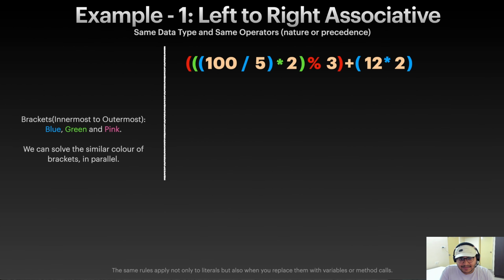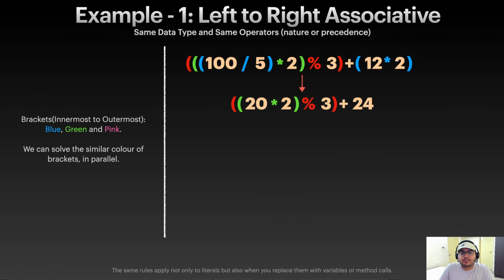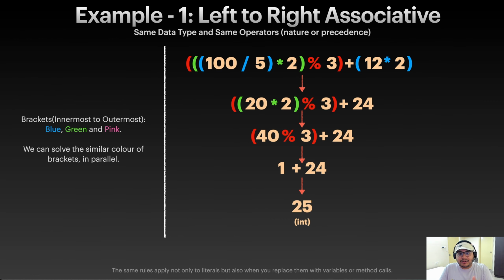The evaluation is simple now. We start from the innermost blue brackets, solve them, then move outwards and evaluate the green brackets, and in the end, evaluate the pink brackets. You can pause the video and try it out yourself, or you can let this animation play. After this, at the end, we get our final result as 25, which is of data type int. Pretty simple, right?